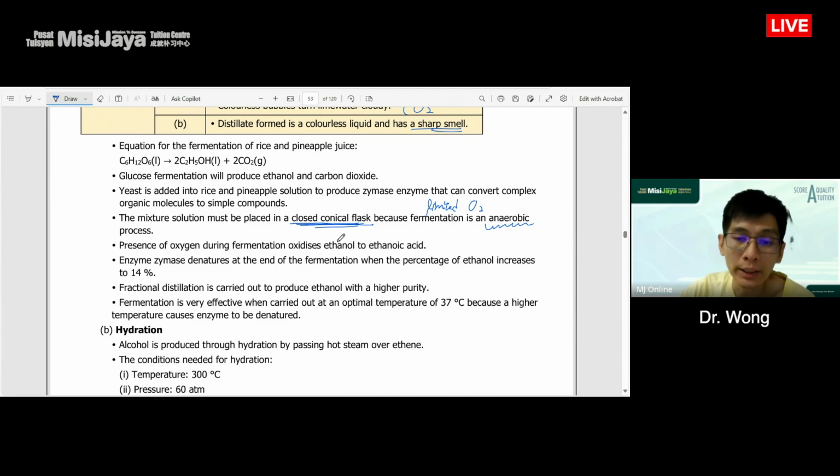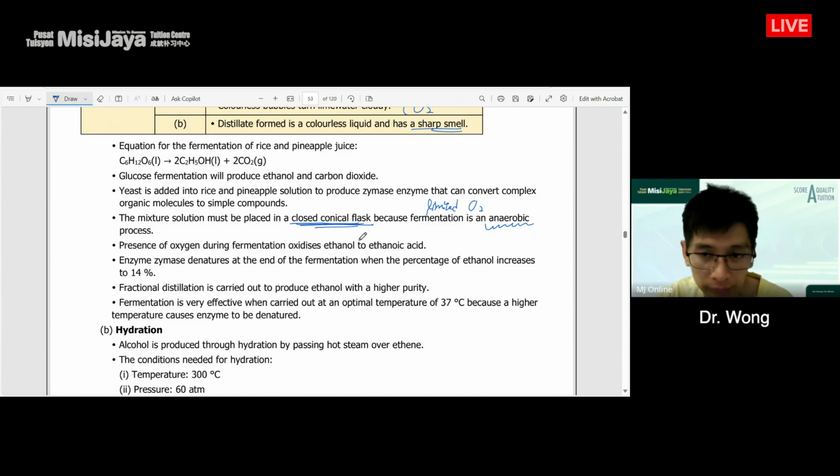So that is also another point. If any ethanol has been produced and it is exposed to oxygen, it will undergo an oxidation process and become ethanoic acid. So some people want to make wine. Who knows that in the end it becomes vinegar, okay? Why? Because it is further oxidized. The enzyme denatures at the end of the fermentation when the percentage increases to 14%.